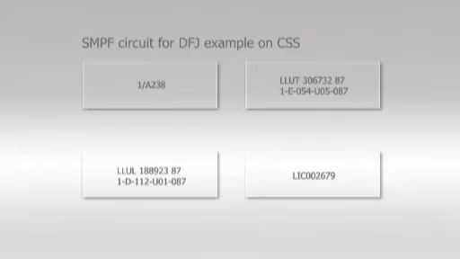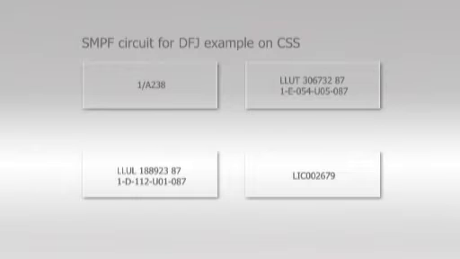So the first jumper runs from the bar pair 1/A238 to the E side cable pair on MDF1 to the CP's equipment, which is LLUT 306-732-87. 87 is the pair to be used on this cable. Underneath it is the mapping reference.